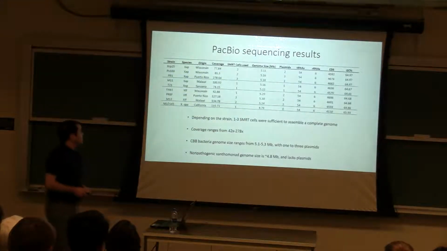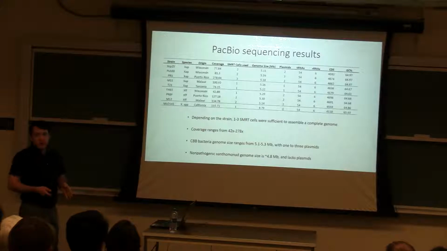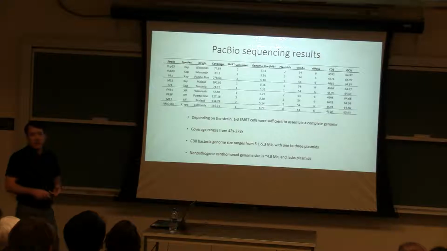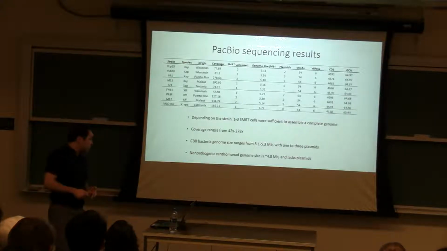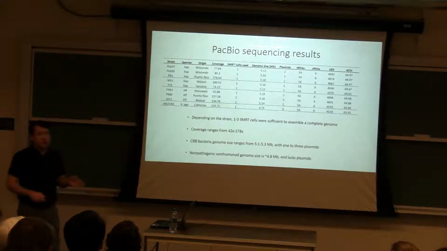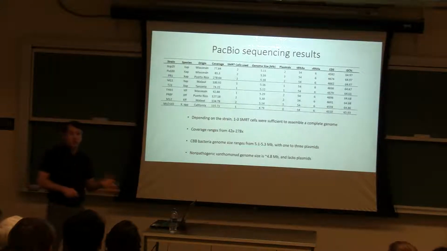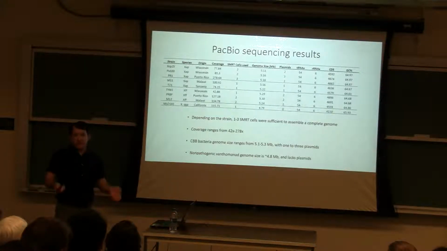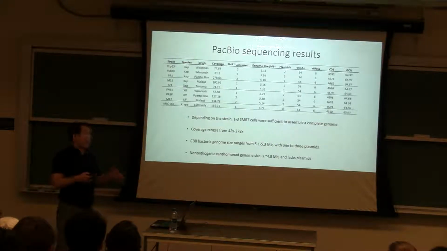Okay, so sequencing results. This is pretty typical for Xanthomonas genomes. They're around 5 megabases, around 64 to 65% GC content. The coverage for my genomes ranges from 42 to almost 300x. It really just depends on how many cells I need. I need 1 to 3 cells per strain, and part of that is where I actually got those really long reads and if I could reach those repetitive regions.